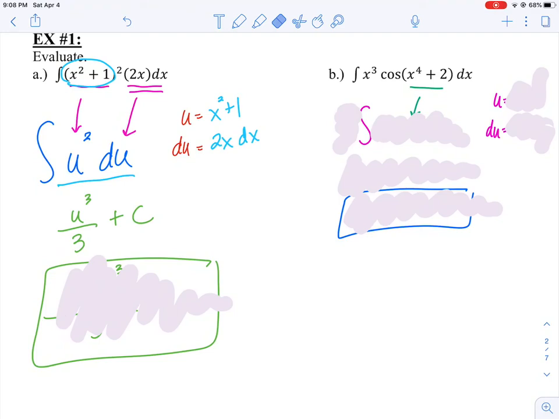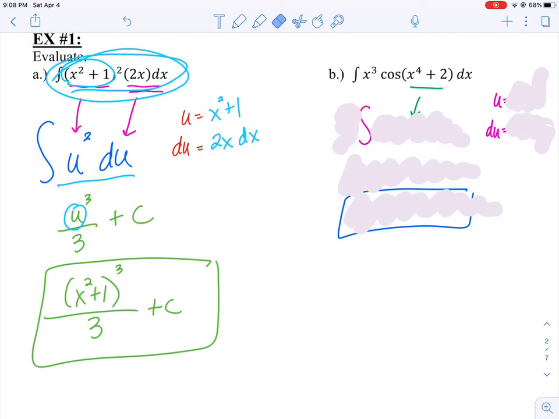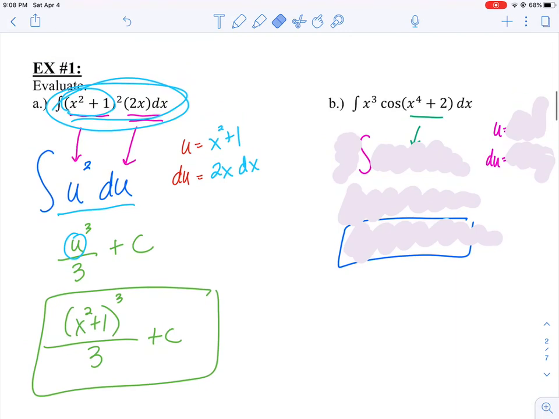Using my power rule, I can add 1 to the exponent, divide by that new exponent. Make sure you add your constant of integration because we're doing that indefinite integral. And then don't leave your answer in terms of u's because really we want the antiderivative in terms of x's. So now we just have to back substitute. So now take out your u, back substitute in what we called u in the first place, which was the x squared plus 1. And so now we have the antiderivative in terms of x of x squared plus 1, that quantity cubed, over 3 plus c, using our substitution rule.